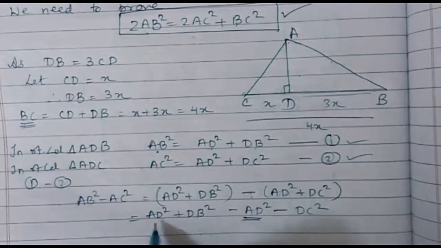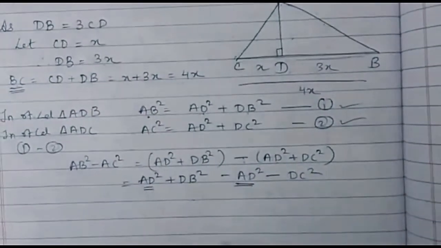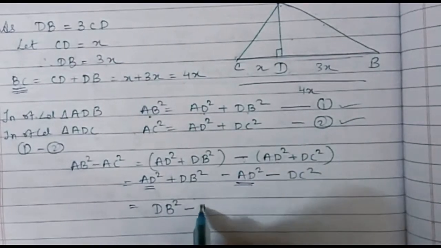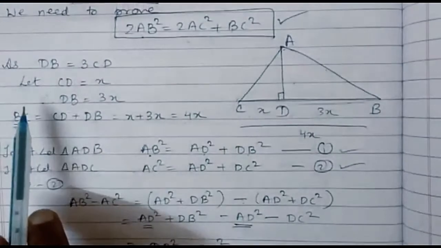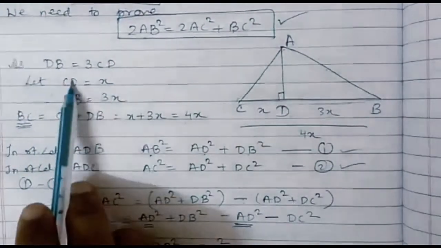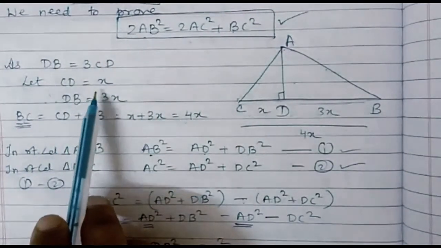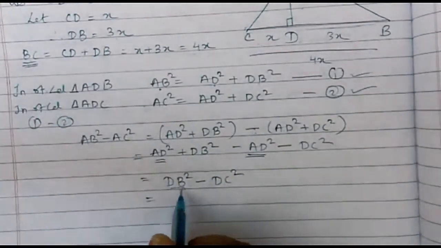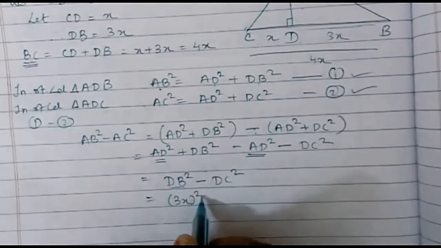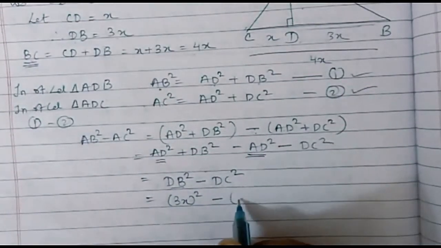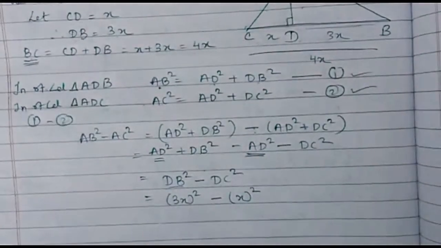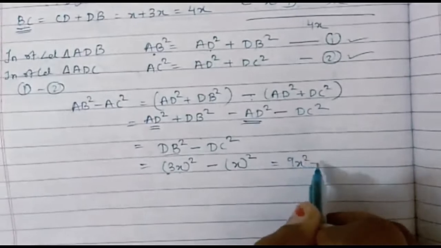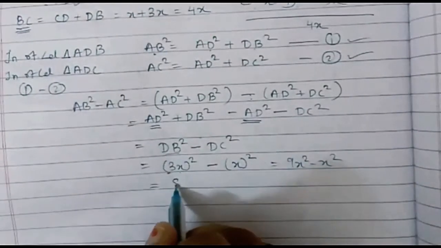So this AD square, one is positive, one is negative, will get cancelled. So the final result will be DB square minus DC square. Now just remember what we had taken the value of DB and DC. DB was 3x and DC was x. Same values we will keep here. In place of DB square, it will become 3x the whole square minus DC, that was x. So as it is DC square, so it will become x the whole square. So 3x the whole square will become 9x square minus x square, which is equal to 8x square.